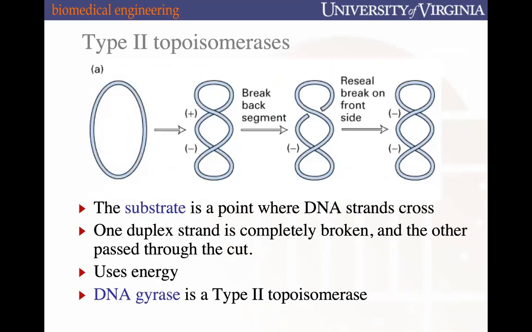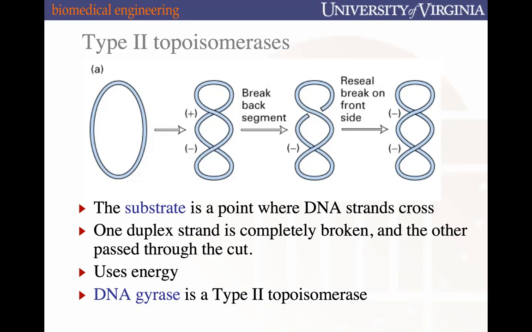All right. Type 2 topoisomerase. So with the type 1, there's a nick that's repaired. But what ends up happening here with type 2 topoisomerase is that, again, it's an isomerase. It's an enzyme. So the substrate here is a point where the DNA crosses one another. And so there's going to be a cut on one side of where they cross, and then using energy, once it's completely broken, it'll be passed through.